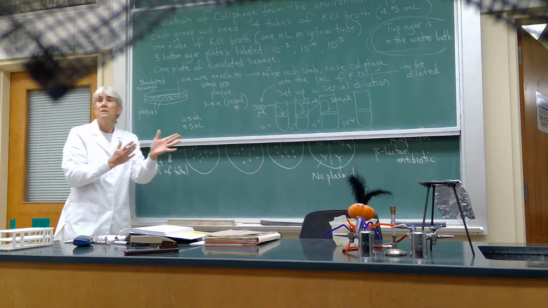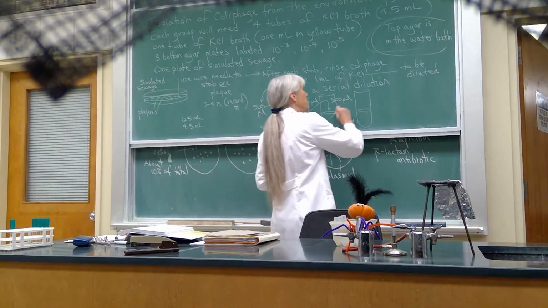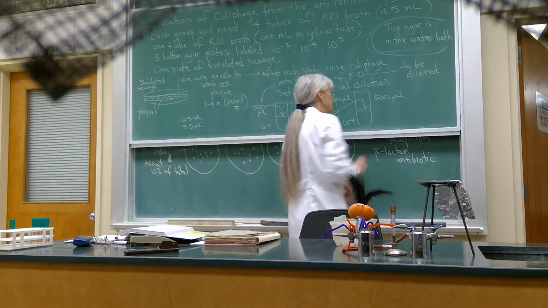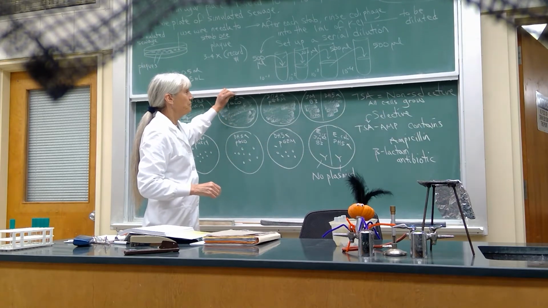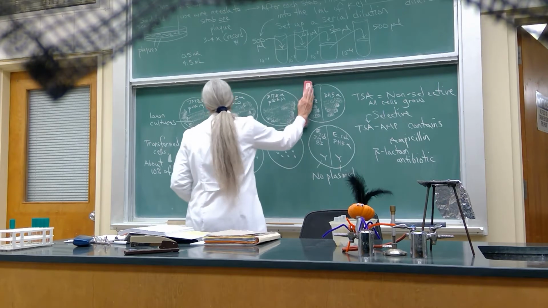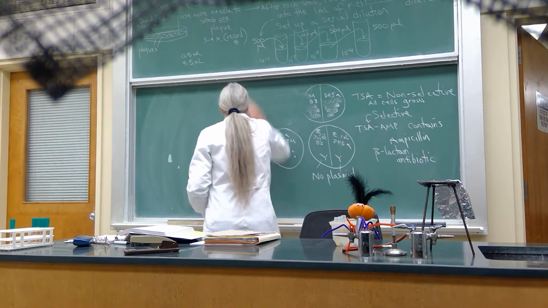Roll to mix. And after you've done that, take 500 out of here and put it into the next tube. So you're going to end up with these dilution steps. The next thing that you're going to do is take samples from the last 3 tubes and put them on plates.